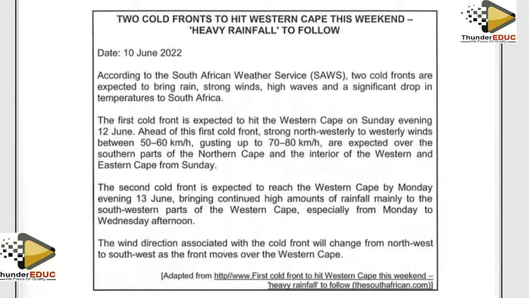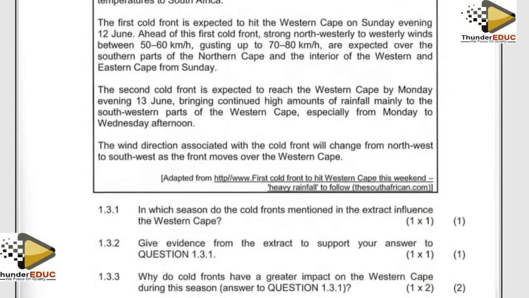ahead of the first cold front. Okay. So they say strong northwesterly to westerly winds between 10 to 60 kilometers per hour, gusting up to 80 to 70 kilometers per hour, are expected over the southern part of the Northern Cape and the interior of Western Eastern Cape from Sunday. So the second cold front is expected to reach Western Cape by Monday evening, which is the 13th. You can see from 10th to the 13th. So bringing that containing the high amount of rainfall, okay, etc.